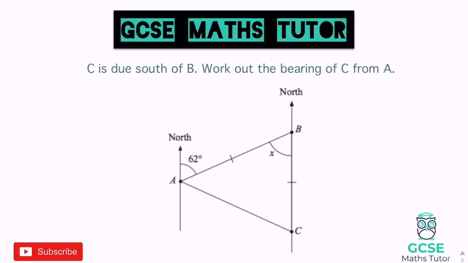It says work out the bearing of C from A. So C from A is telling us how do we get to here from here. And obviously we've already got part of that angle there. We've got the 62, but we need the full angle all the way down to this point here. Okay, so a bit of an interesting question.